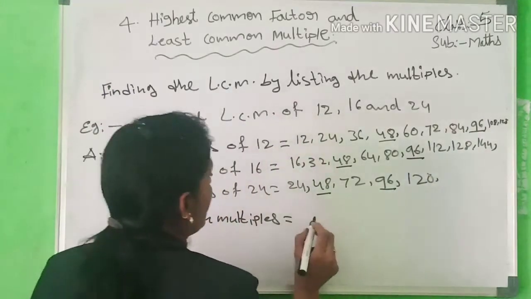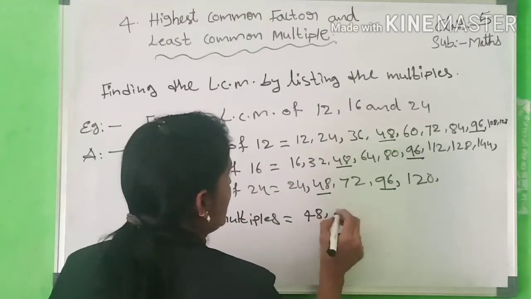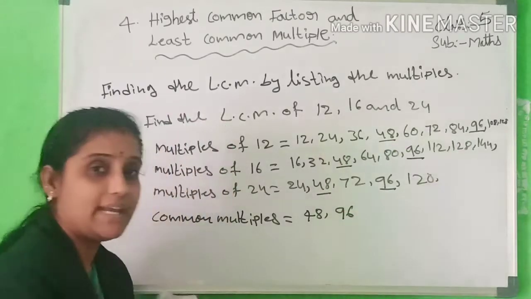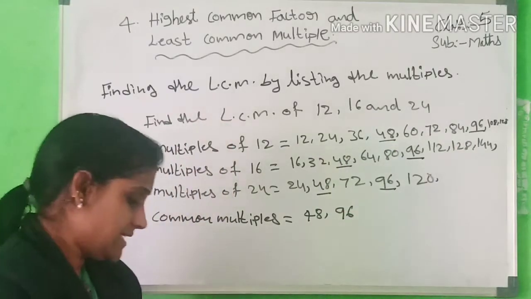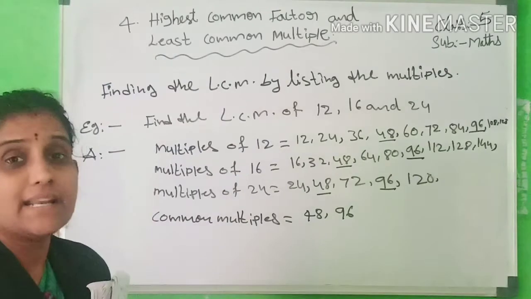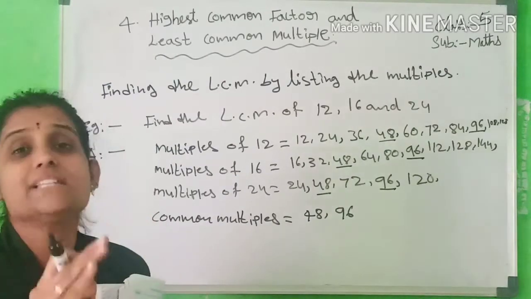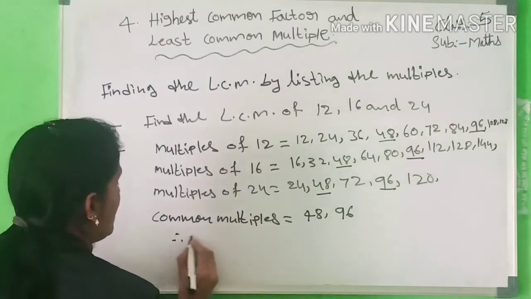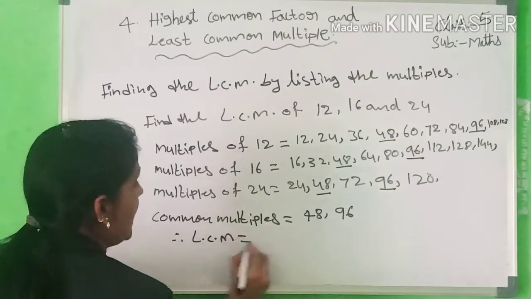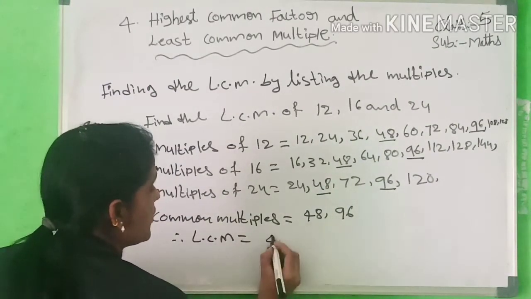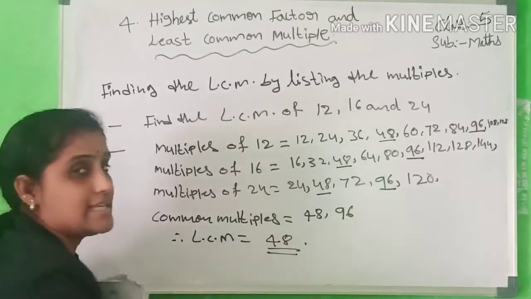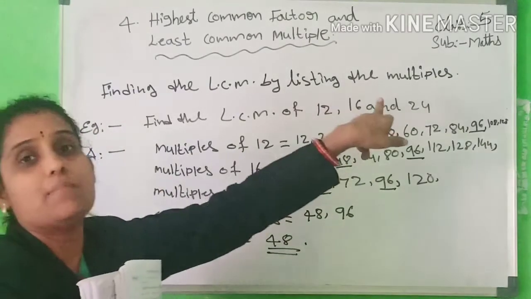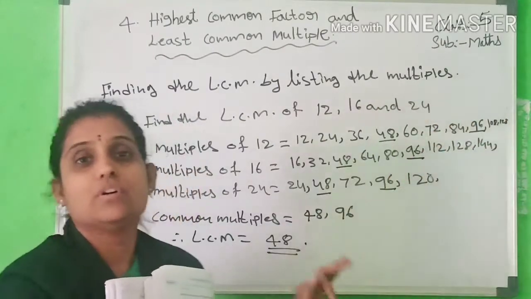Okay children, you have to write the common multiples: 48, 96. Of these, which one is smaller? That is the LCM. Which one is greater? That is a common multiple but not the least. Therefore, LCM equals the smaller of these 2, which is 48. 48 is the LCM of 12, 16 and 24.